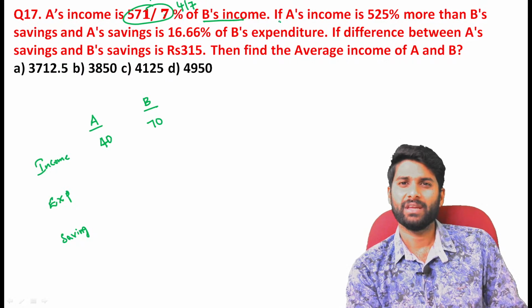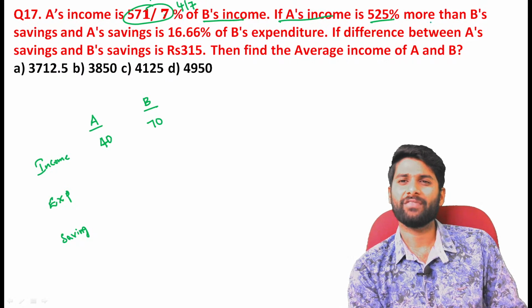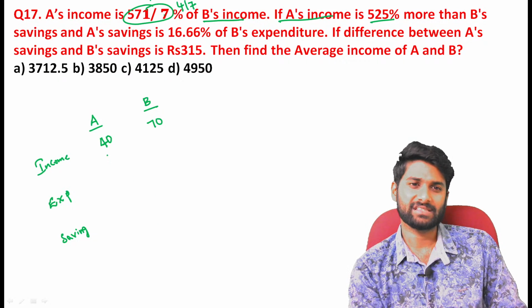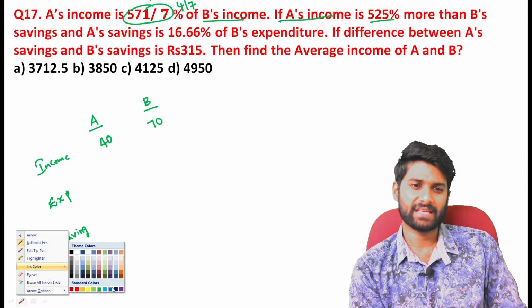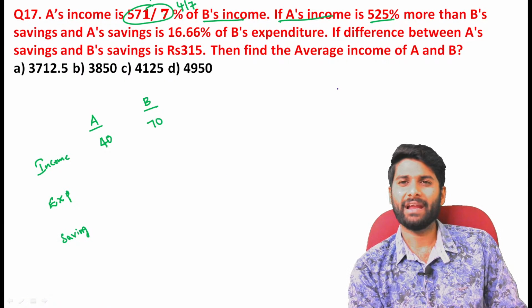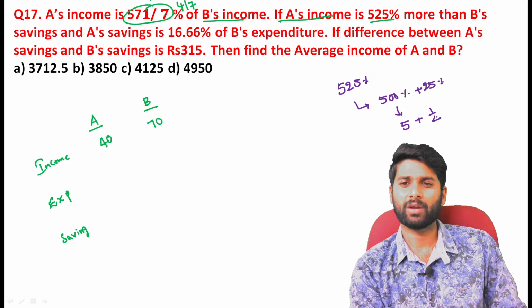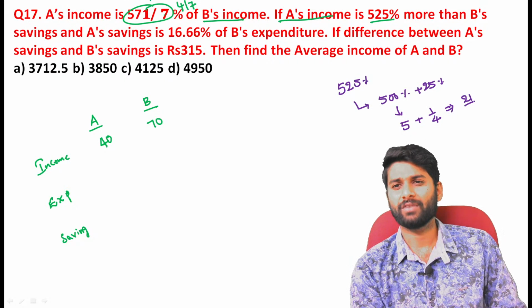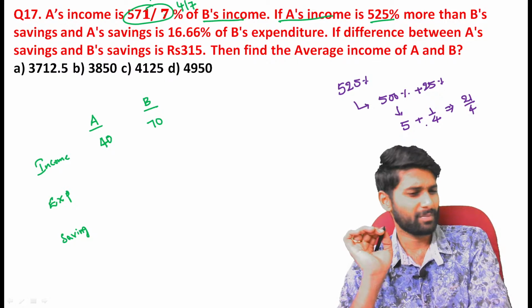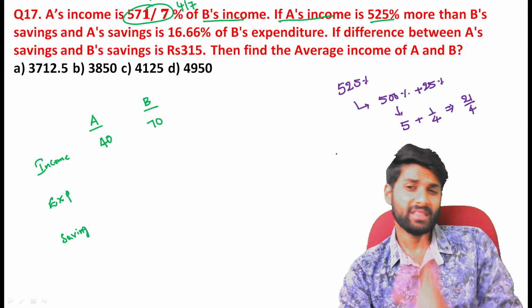Now read the information. Income of A is 525% more than B's savings. They are discussing the income of A and B's savings. I took it as another C. Now, what is the value of 525%? I already completed yesterday's calculations. See, you just divide it as 500 plus 25%. Now 500% value becomes 5, 25% value becomes 1 by 4. Now the value becomes 21 by 4. What is the meaning of 21 by 4?